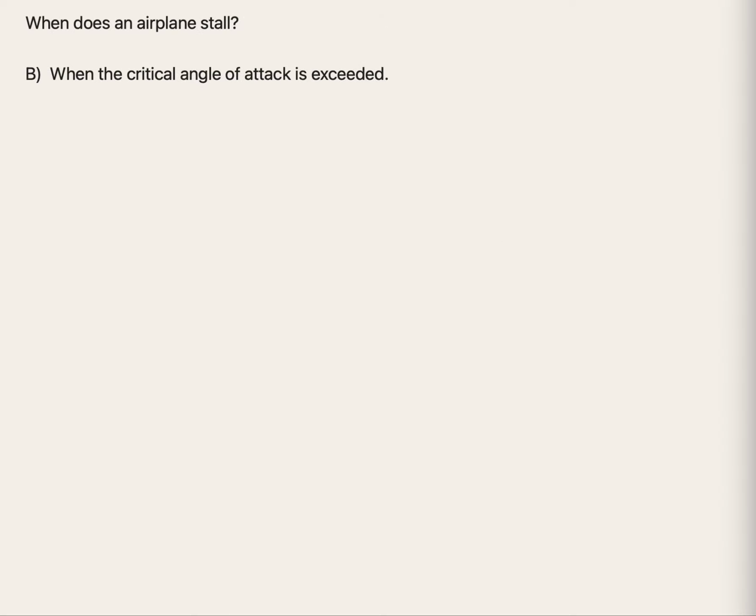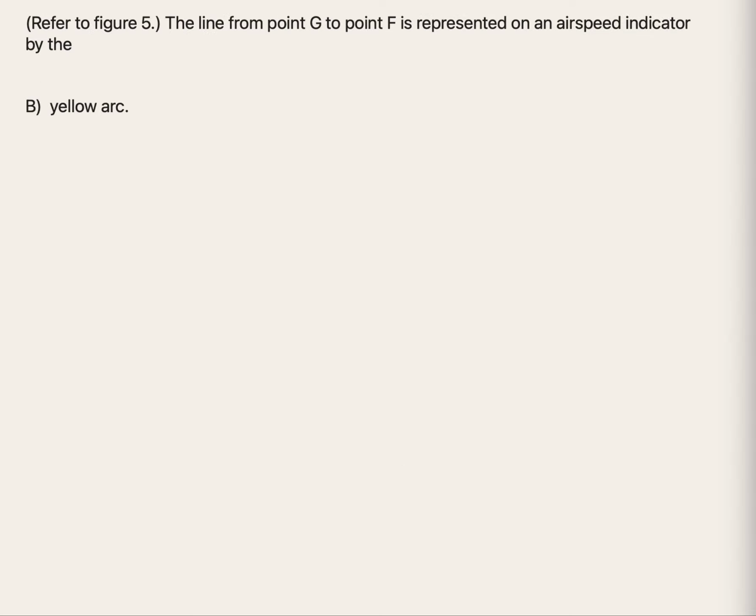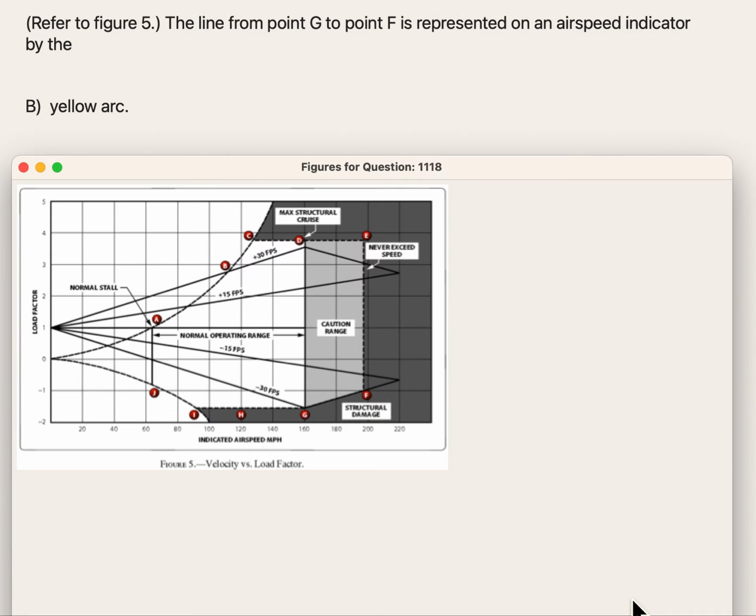Go to next. When does an airplane stall? The answer is when the critical angle of attack is exceeded. Next. And we'll pull up the figure, zoom in.